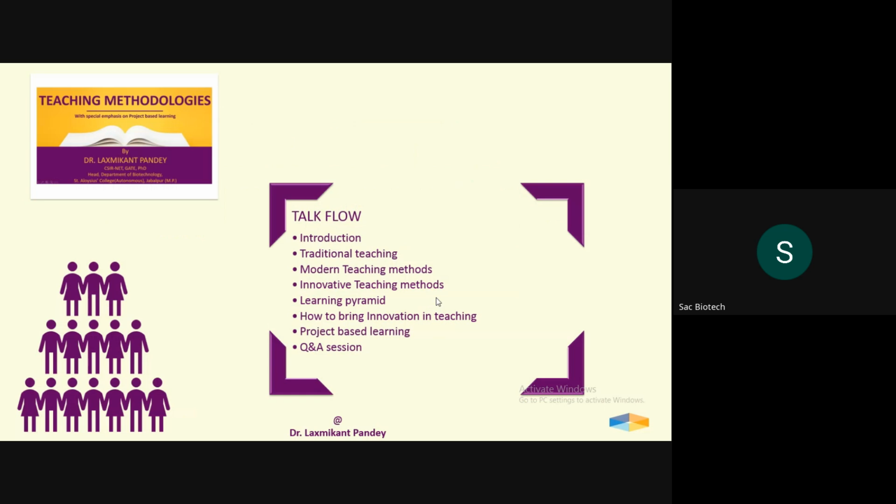So my talk will be focused on these subtopics. The first is the introduction, then what traditional teaching methods are being used, then the modern teaching methods, then we'll go to the innovative teaching methods, learning pyramids, how to bring innovation in teaching, then the main topic, that is project-based learning. I will discuss the different types of innovative teaching methods very briefly, but I'm going to explain in detail in an explanatory form.